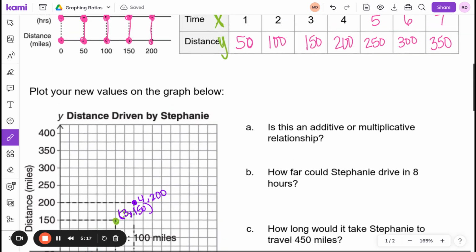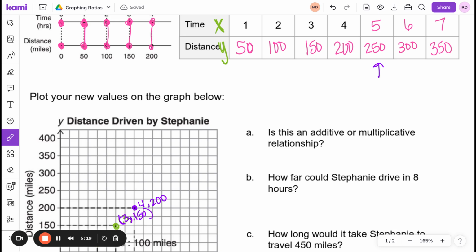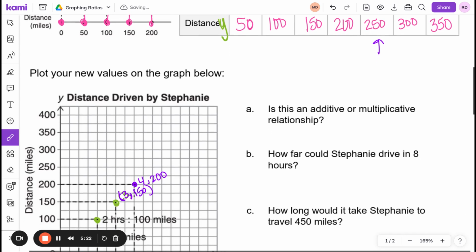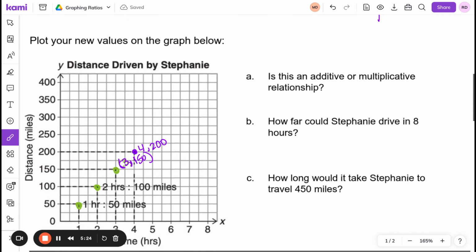So if you look up at our table, the next point that we created was 5 hours and 250 miles. So 5 hours and 250 miles meets right there. And then we had 6 hours and 300 miles. And then 7 hours and 350 miles. And we didn't put this one on our table, but we could keep the pattern going because we know at 8 hours, it would take Stephanie 400 miles.